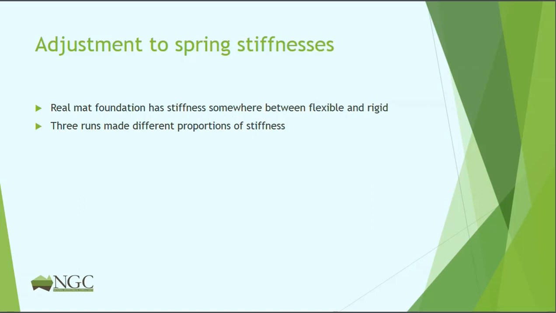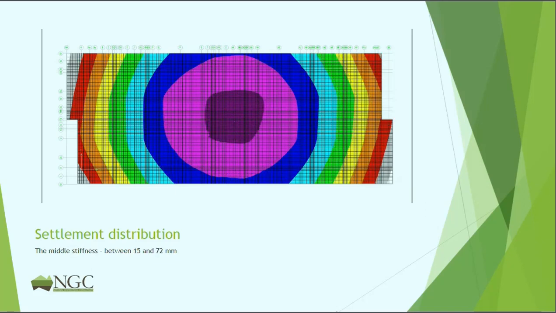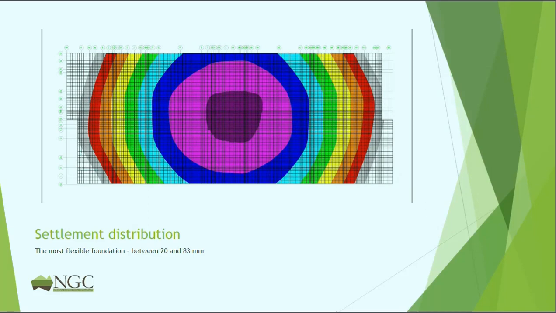We made 3 different runs of SAFE with different proportions of stiffness. This was the stiffest one, and the differential settlement you can see at the bottom was between 25 and 62 millimeters. The middle stiffness gave us slightly higher displacement at the center, and the most flexible foundation gave us a higher deflection at the center again.